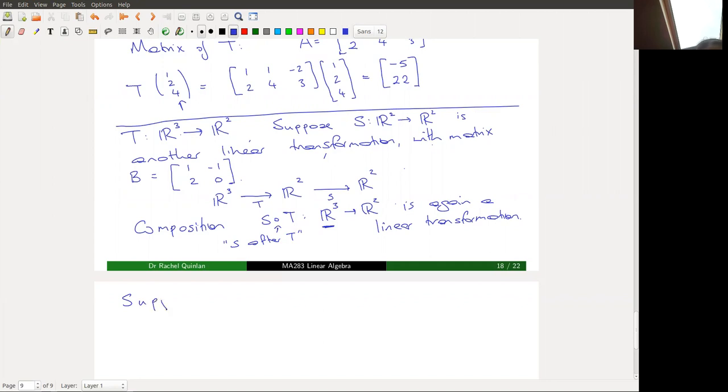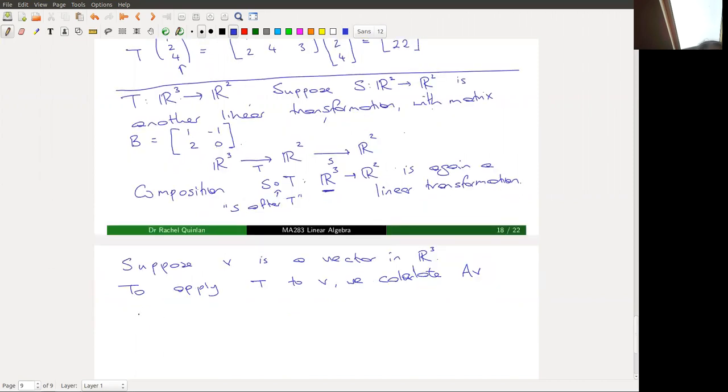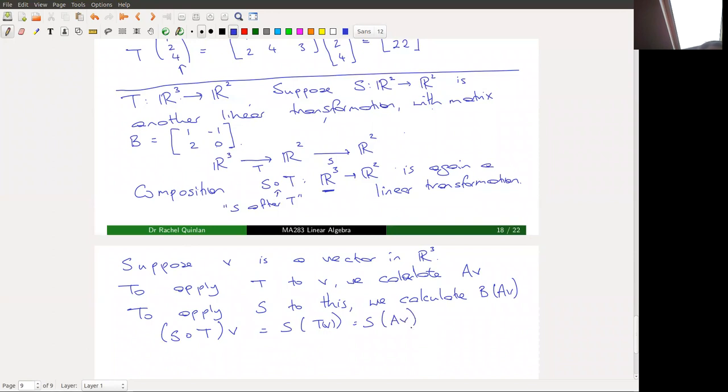So suppose v is a vector in R3. It's a column with 3 entries. To apply T to v, we calculate the matrix-vector product Av, and that's a vector in R2. To apply S to this image of v under T, we calculate the matrix product. B is the matrix of S, so we can calculate BAv. In other words, if we want to apply the transformation S after T to some vector v in R3, that means we're applying S to T of v. This is S applied to the matrix product Av, which is an element of R2.